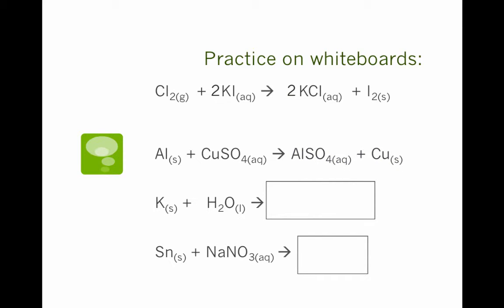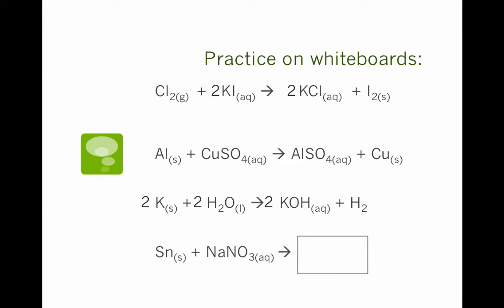Second one, we also have a reaction because aluminum is above copper in the activity series, thus it can replace it, forming aqueous aluminum sulfate and copper solid metal. You notice there are no coefficients added. That's because this equation is balanced as it is.